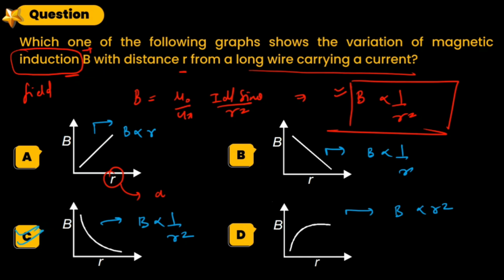And so C is the correct option, which represents this situation. So remember all the other graphs as well, like they might be asked somewhere.